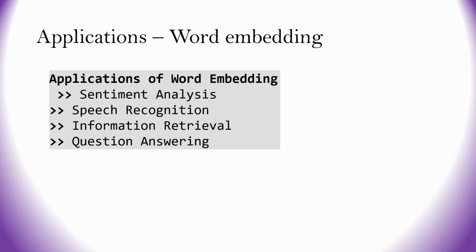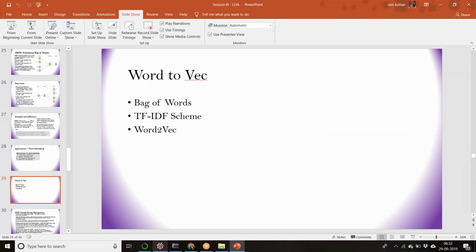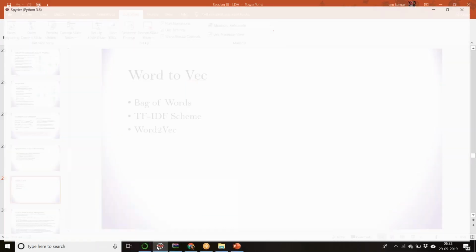Some of the applications where word embedding or the word2vec model is used are sentiment analysis, speech recognition, information retrieval, and question answering. Popular applications also include simple chatbots, Grammarly, and some plagiarism checkers, which use this word embedding concept. With word2vec, we have seen the bag of words, the TF-IDF scheme, and the word2vec model. We'll just see the code and then come back to named entity recognition after that.